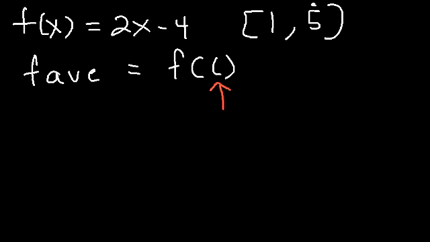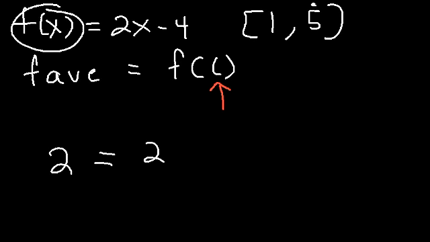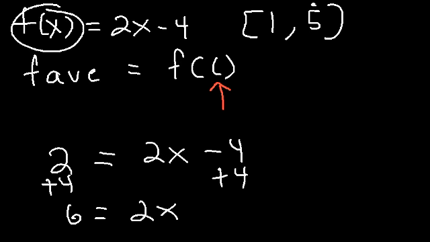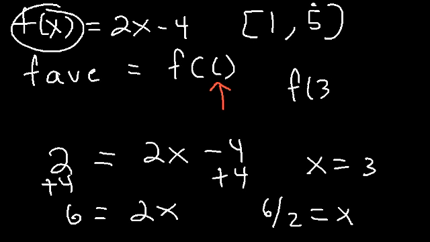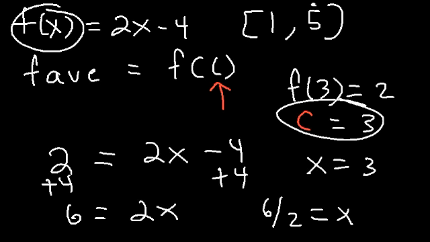So what you want to do is replace f of x with the average y value, which is 2, and solve for x. So if we add 4 to both sides, 6 is equal to 2x. And if we divide both sides by 2, 6 divided by 2 is x. X is 3. So f of 3 is equal to 2. Therefore, c is equal to 3. C is the x value where f of c is equal to the average y value of the function, which is 2. So that is it for that problem.